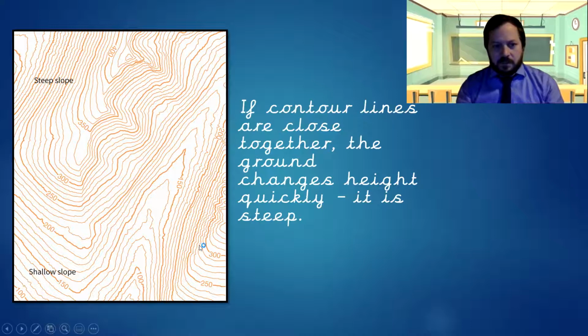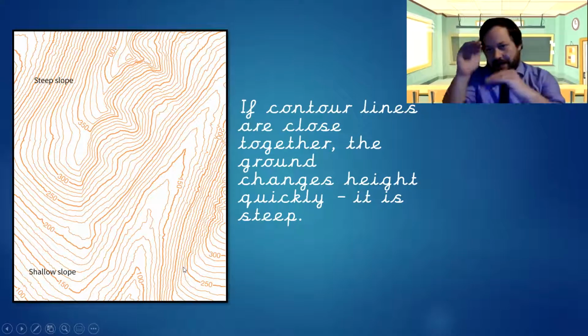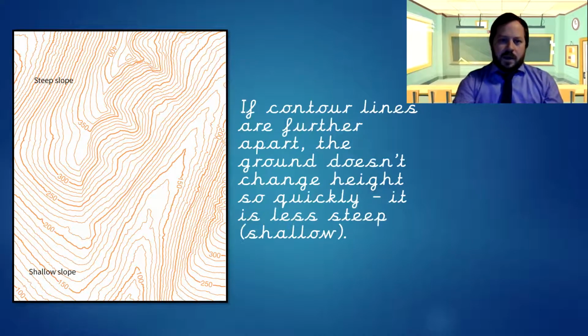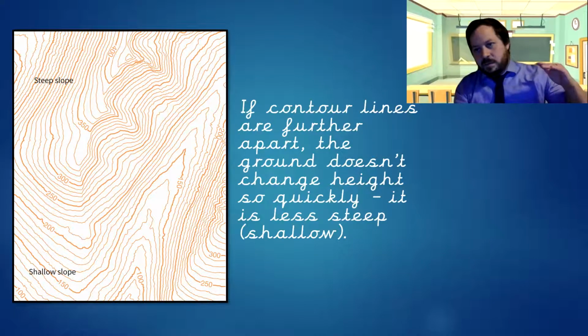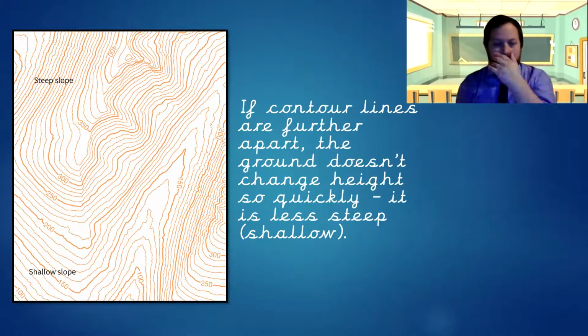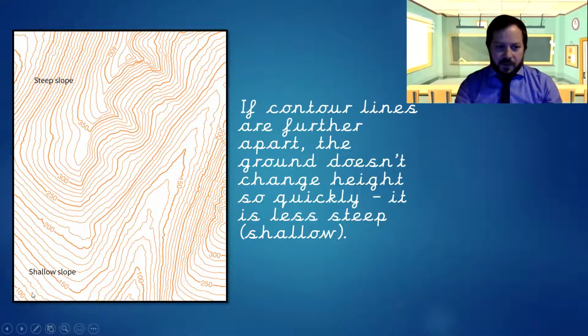Sometimes if they come to a cliff, so if these were all very, very close together, what you'd get is the cliff symbol put in, and the difference of the height at the top and the difference of the height at the bottom, and they would be written on as well. If they're further apart, the shallower the incline is, so the slower the incline is, the easier the walk. So the further apart they are, the slower the incline.